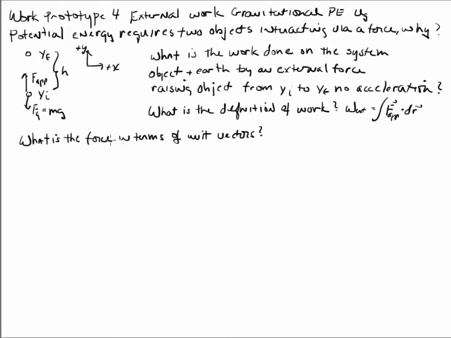What is the force in terms of unit vectors? Well, we usually assign the positive j unit vector for moving vertically up. So the force applied would be the magnitude of the force applied, and the magnitude, of course, is nothing more than just this quantity right here, times j hat, the unit vector denoting the y direction.